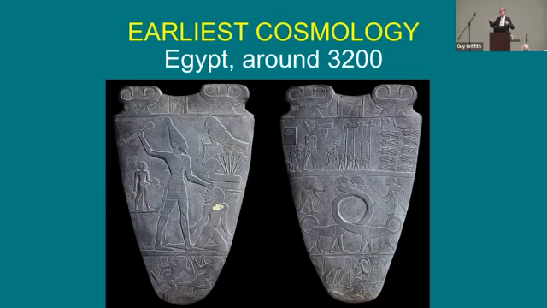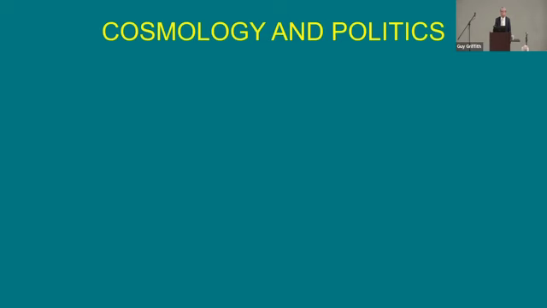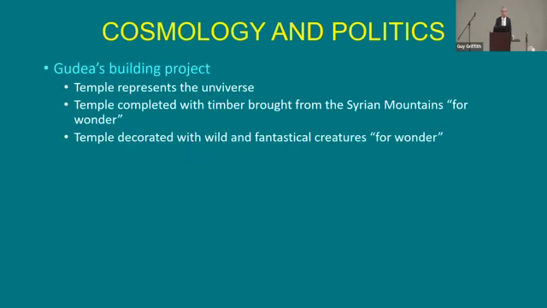This is political propaganda. So the king of southern Egypt now controls the north, and now chaos is controlled. Okay? So this original use of the motif, extremely common in iconography throughout the region. So it's about cosmology and politics.